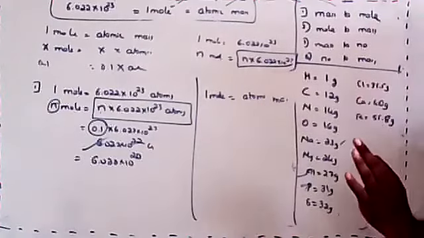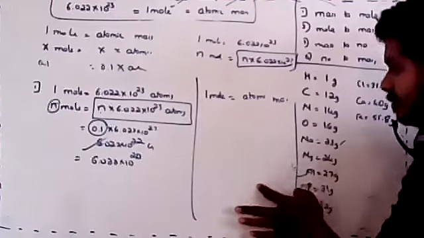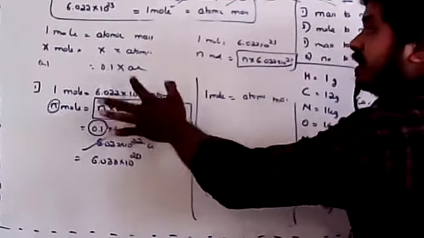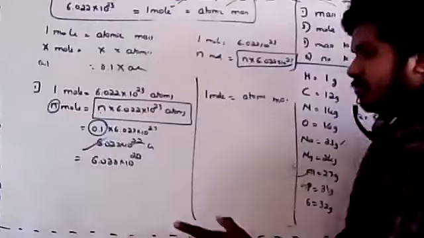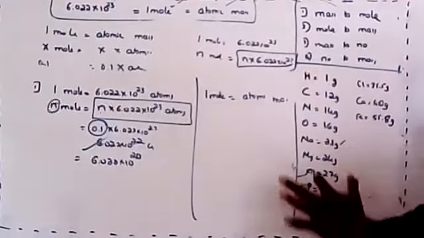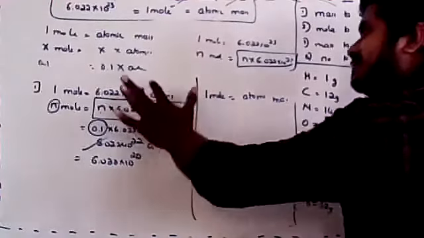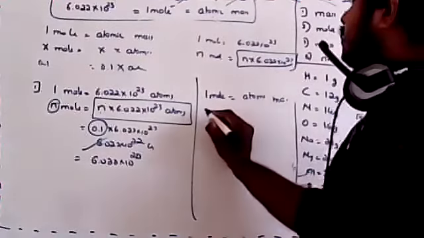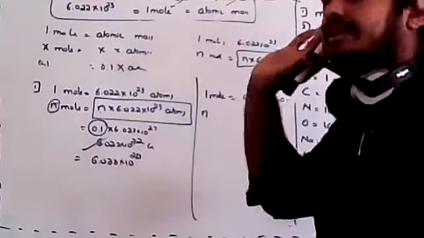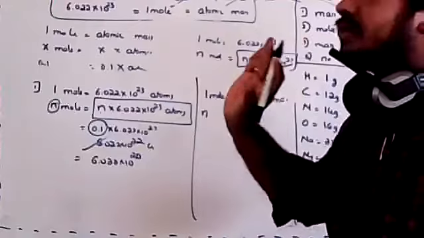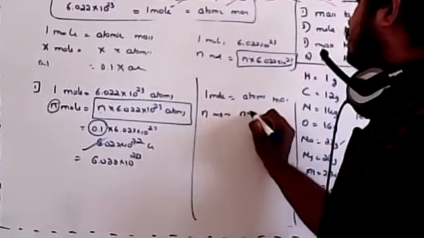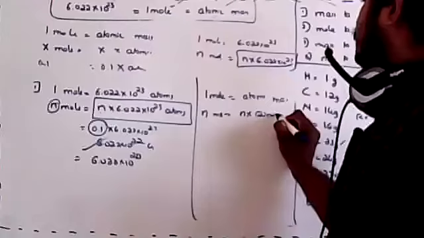But for a different atom, the atomic mass is different, so I will be getting a different number. Here I'm getting a constant number because if you consider 1 mole of anything, it will contain this many atoms only. Are you understanding? Therefore, for n moles, I'll use n only. I won't confuse you by using x or something. For n moles, it will be n into atomic mass.